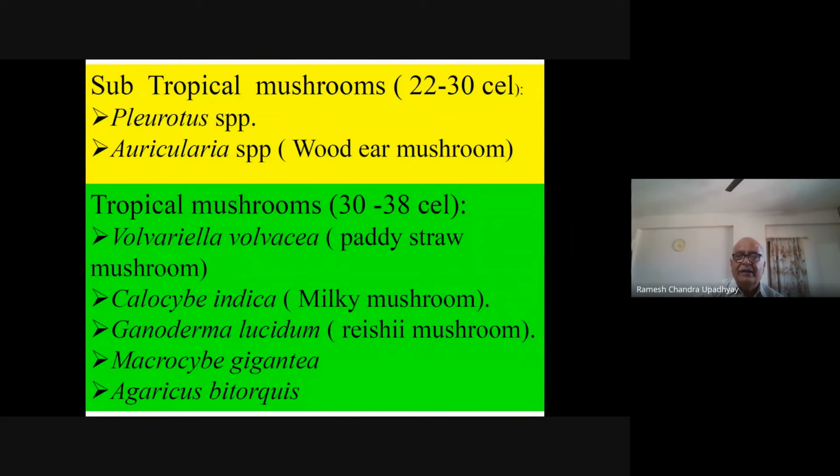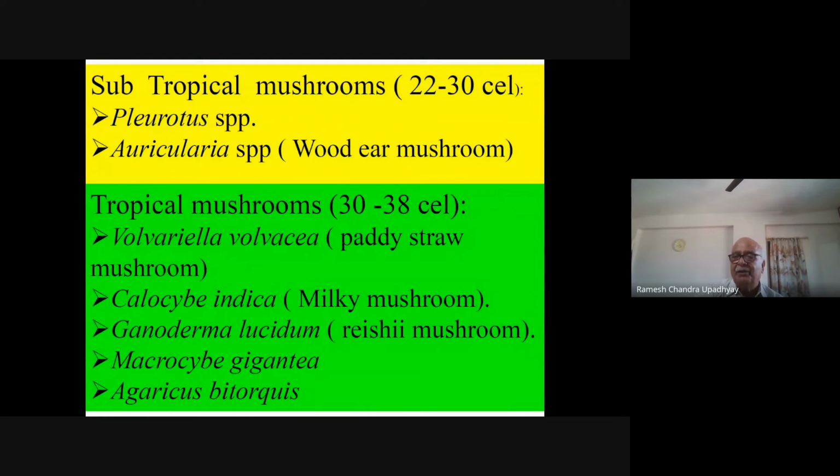So what is the difference? Some people don't like the smell of Calocybe indica. It has a little bit of a pungent smell. So some people don't eat this mushroom, but this Macrocybe does not have that pungent smell. And for both these mushrooms, Calocybe and Macrocybe, what is the advantage?